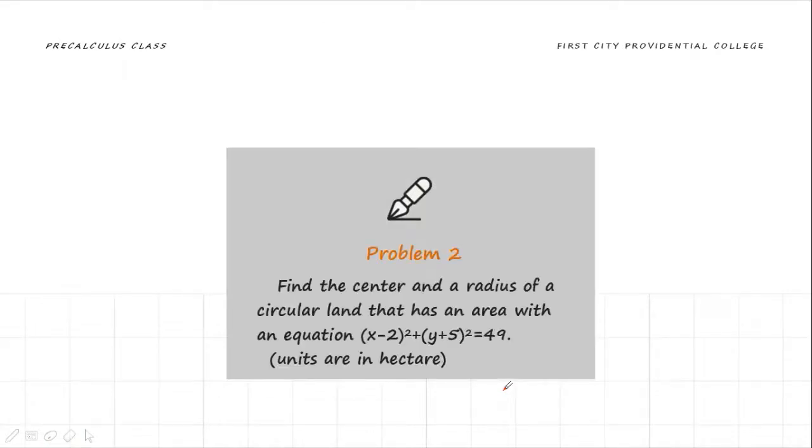So problem 2 is, find the center and the radius of a circular land that has an area with the equation (x minus 2) squared plus (y plus 5) squared equals 49. The units are in hectares. Okay, so in this problem, we have the given equation already, or the standard form. And we need to find the center and the radius.